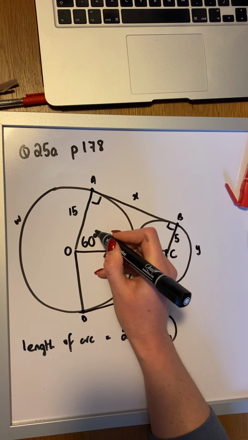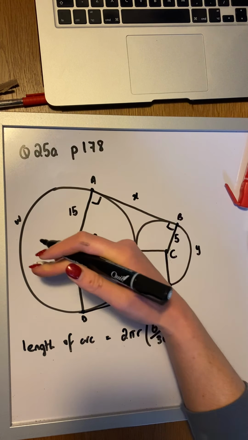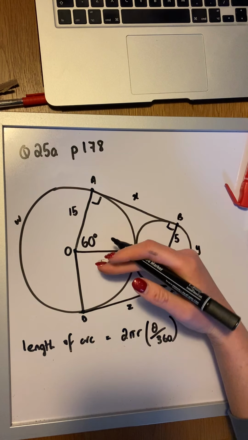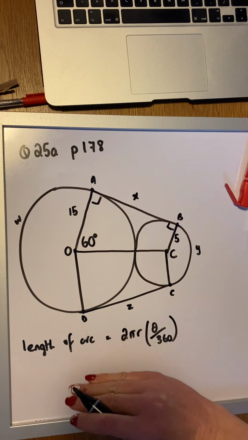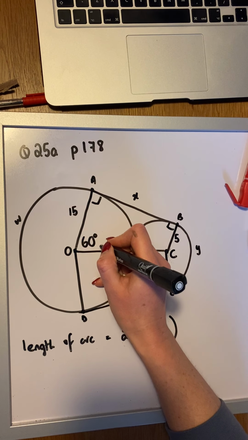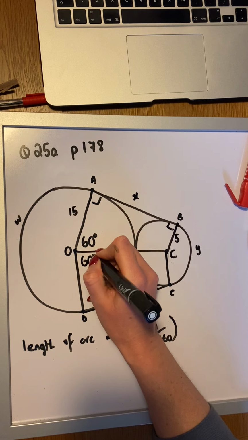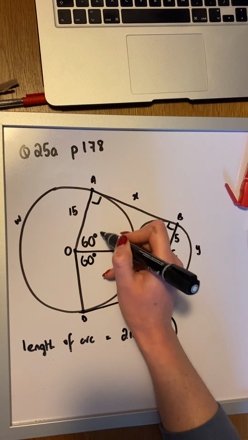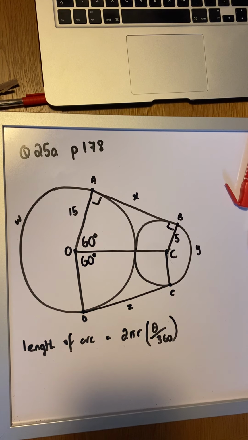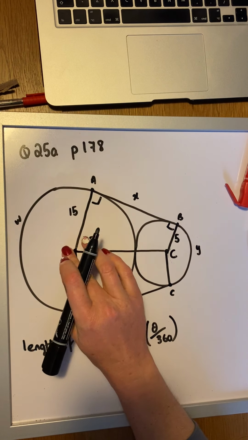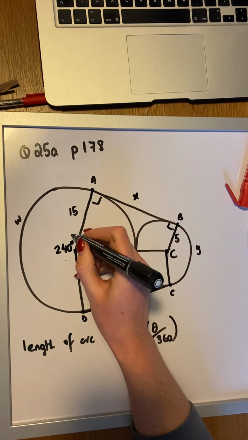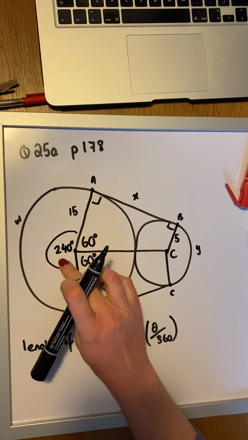Now we know that we have an internal angle of 60 degrees here. Because O is the center of the circle, this line here splits the diagram into two equal halves. So if this is 60 degrees here, this is also 60 degrees here. So if we have an internal angle here of 120 degrees, that means that if we have a total angle of 360 in a circle, take away the 120, outside here we are left with 240 degrees. So our angle in our arc is 240 degrees.